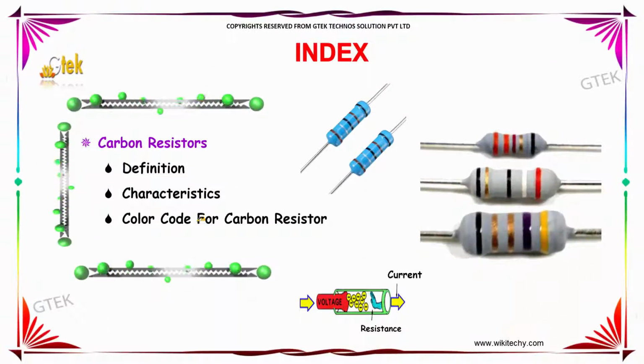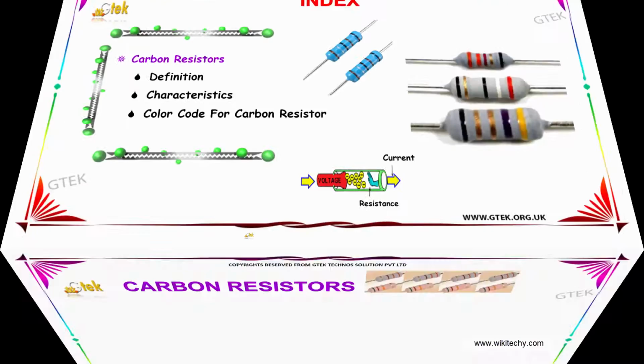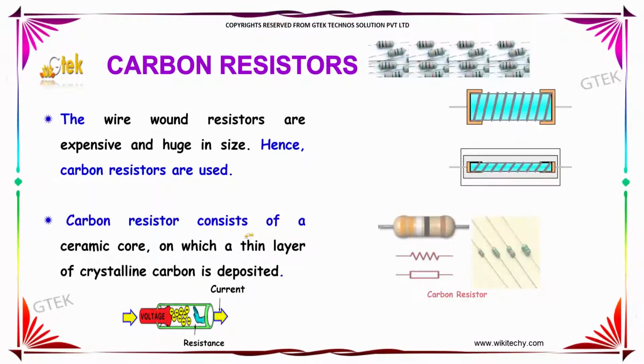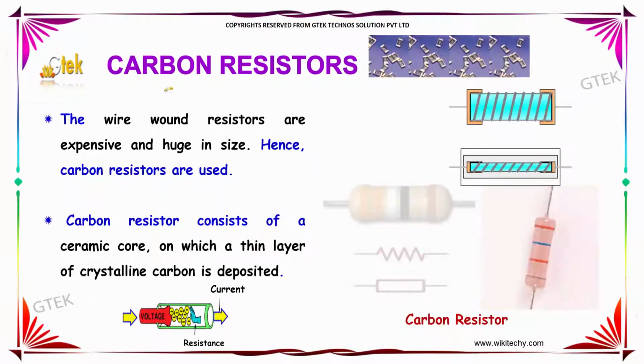This is the index we are going to see now. The first one is definition, followed by characteristics and the color code for carbon resistors. First thing we are going to talk about is the carbon resistors.